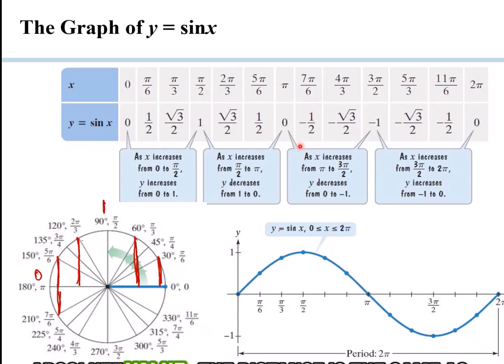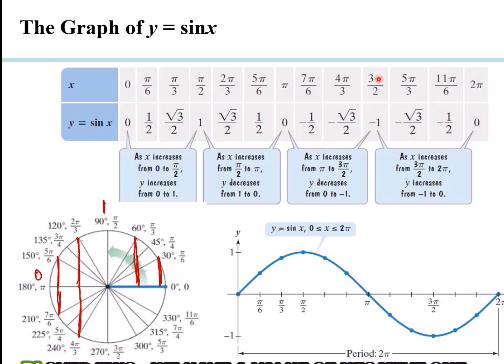Right, the absolute value, the distance is the same as what it was at 5 pi over 6 or pi over 6, but it's on the negative x-axis, so it's a negative value. Then as we move further to the next angle, which is 4 pi over 3, we get a y value which has decreased further from what it was. So negative half, we have negative square root 3 by 2, which is less than negative half.